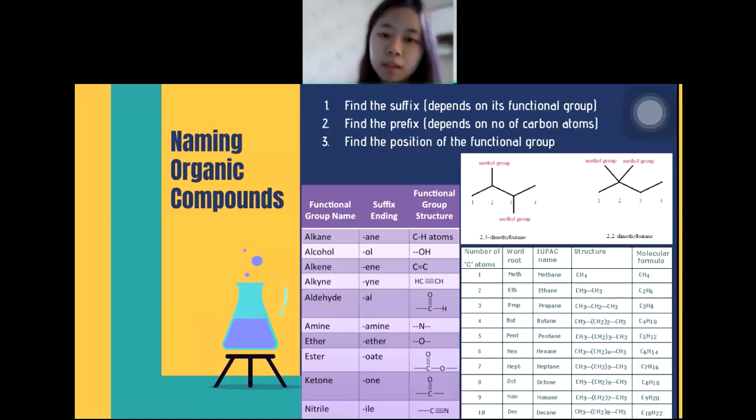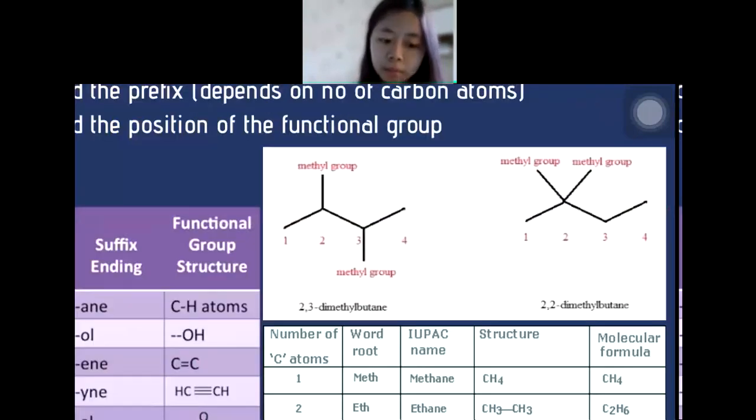Then the third one is you have to determine the position of the functional group. So here I have the example. Because there are 4 carbon atoms, you can call it but. And then because they're all single bonds, we can know that this is an alkane, hence it's a butane. And then because there are 2 methyl groups, they're called dimethylbutane.